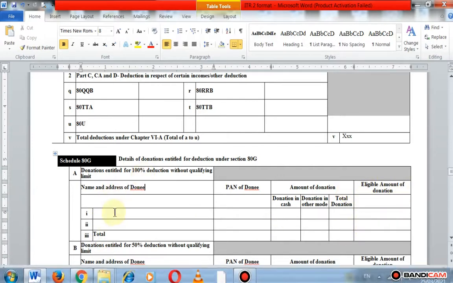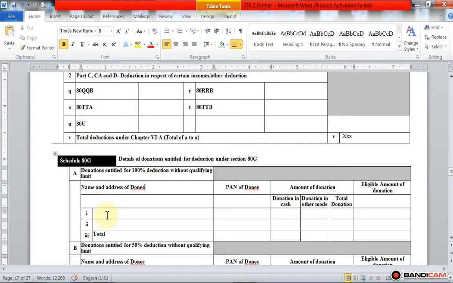So here we have to provide a list. If the assessee has given a donation to more than one institution, then he will furnish this information in this column. It means if the assessee gives a donation to the tsunami fund, then 100% donation is allowed. Then the donee has to provide all necessary information in this column.